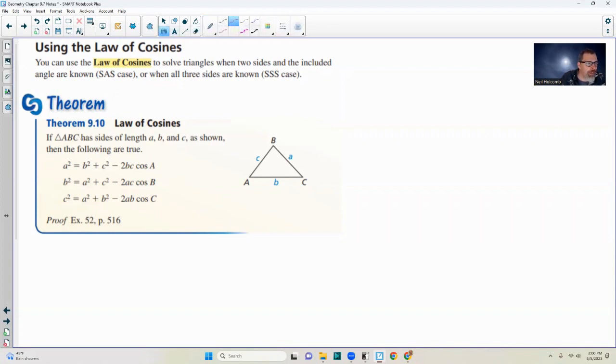Okay, so it says if triangle ABC has side lengths A, B, and C as shown, then the following rules are true. A squared, so this side squared, equals this side squared plus this side squared minus 2 times those two sides times the cosine of the opposite angle. That can get a little confusing, and then it just rotates for everything you're trying to find. If you're trying to find B, then it would be B squared equals A squared plus C squared minus 2 times A times C times the cosine of B.